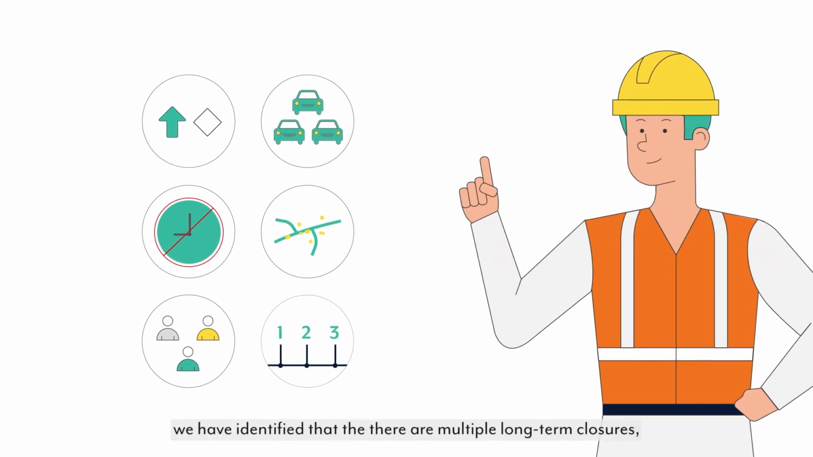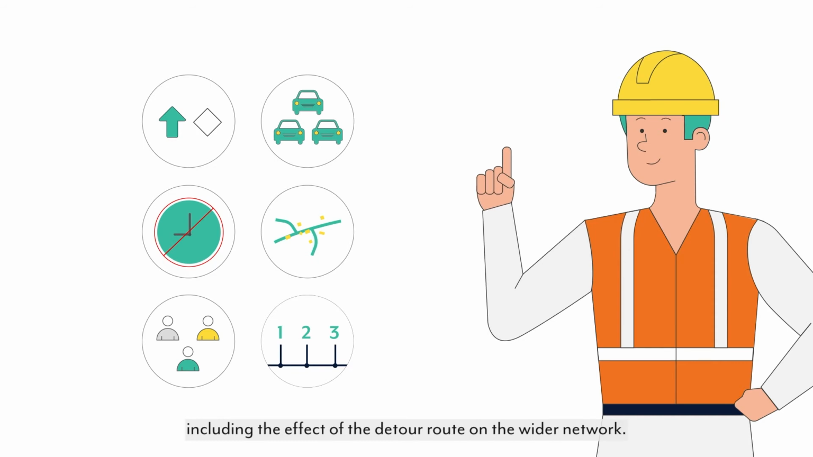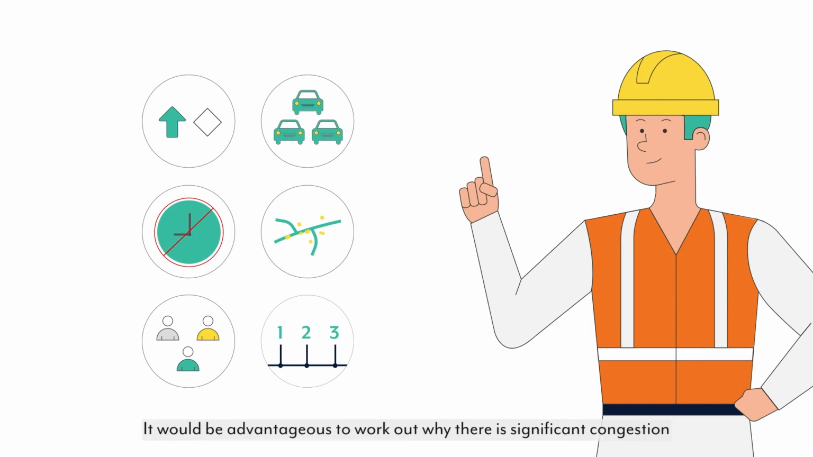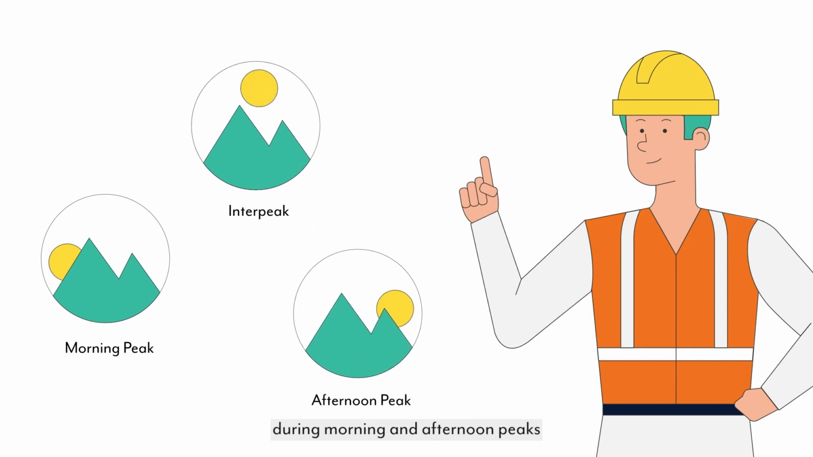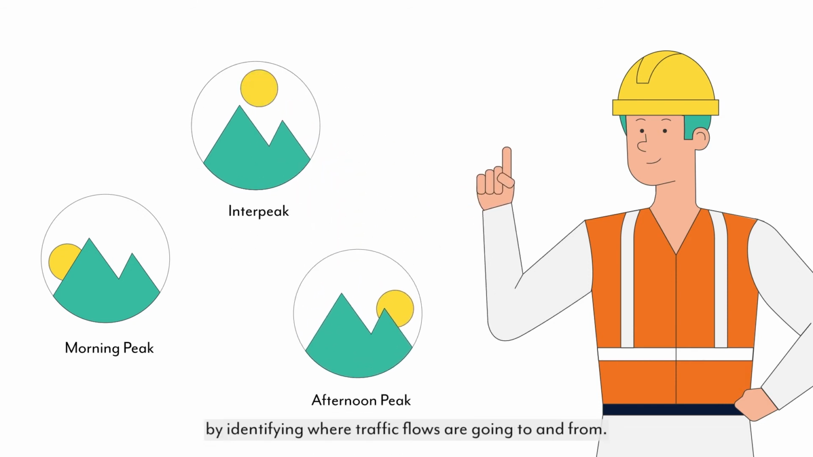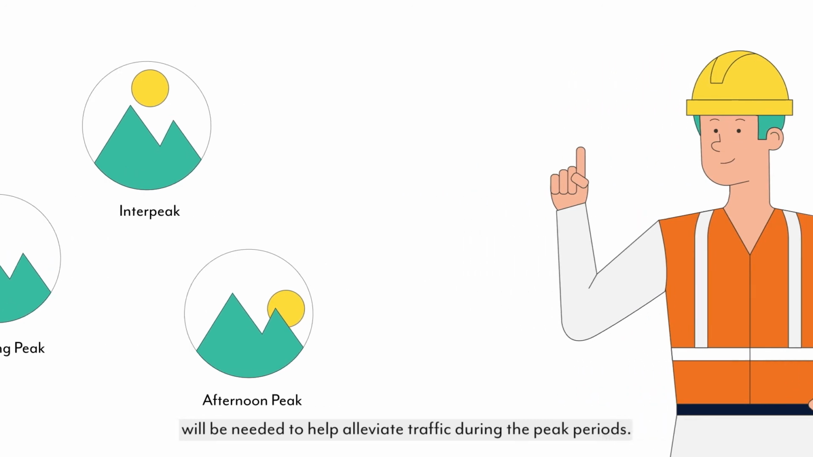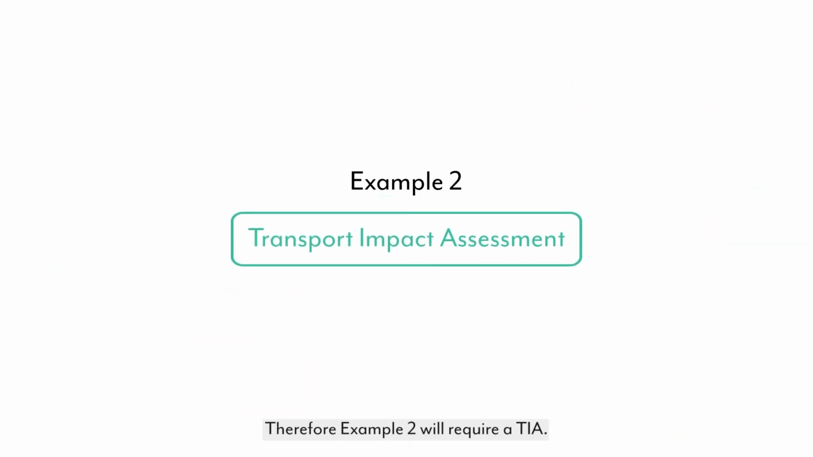Again, by answering these questions, we have identified that there are multiple long-term closures, all which need to be analysed for different traffic scenarios, including the effect of detour routes on the wider network. There will be impact on not only motor vehicles, but also pedestrians, buses, and the wider stakeholders in the area. It would be advantageous to work out why there is significant congestion during morning and afternoon peaks by identifying where traffic flows are going to and from. More than likely, alternative solutions and measures will be needed to help alleviate traffic during the peak periods. Therefore, example 2 will require a TIA.